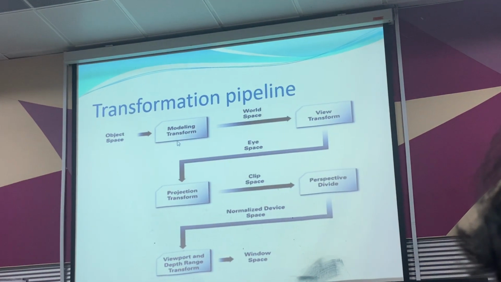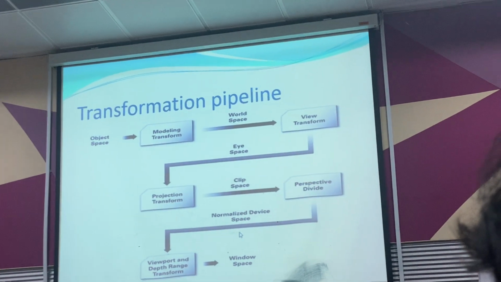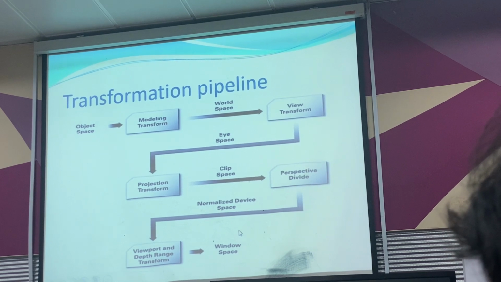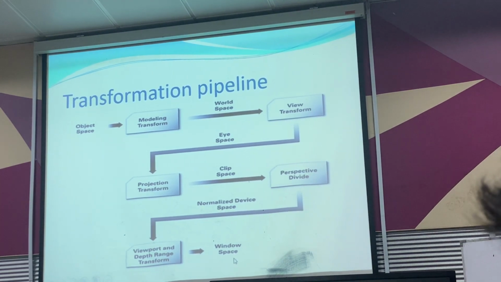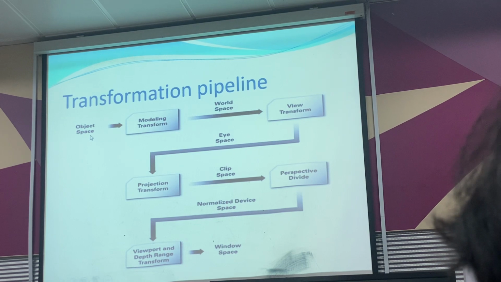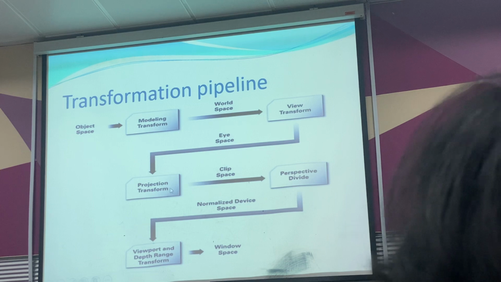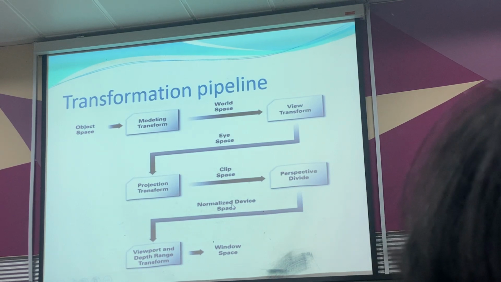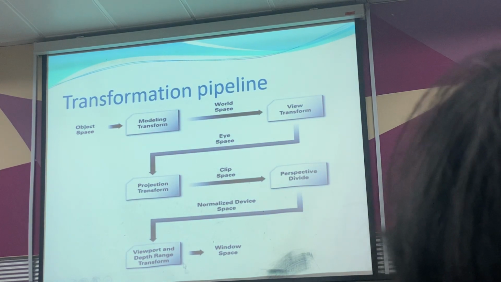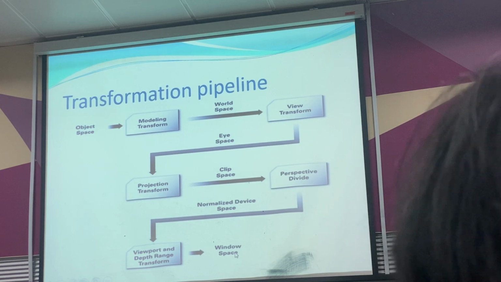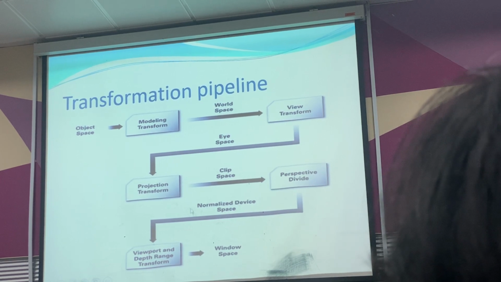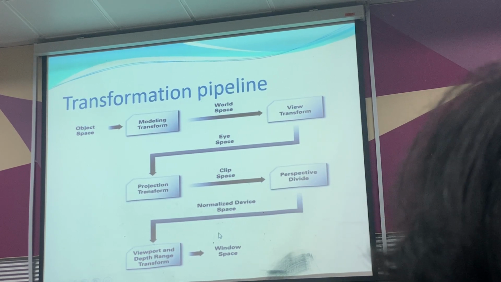And the depth range transform. At the end, what you see is your window coordinates or window space, in 2D. So here it is 3D, come here, and it becomes 2D. At the end, it becomes 2D on your window. So this will be the transformation pipeline.